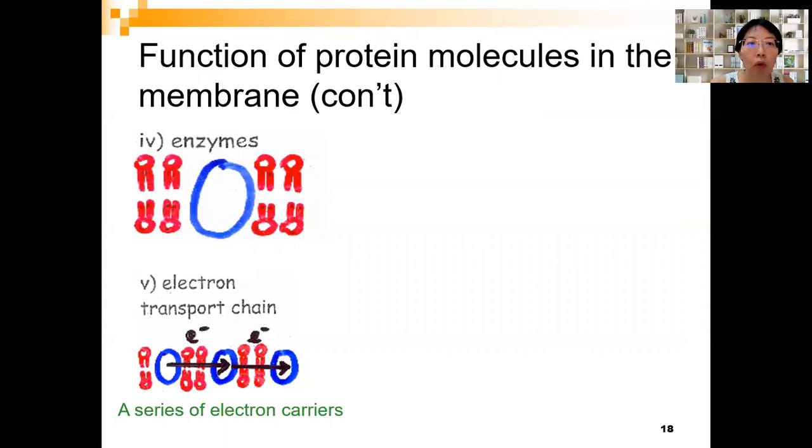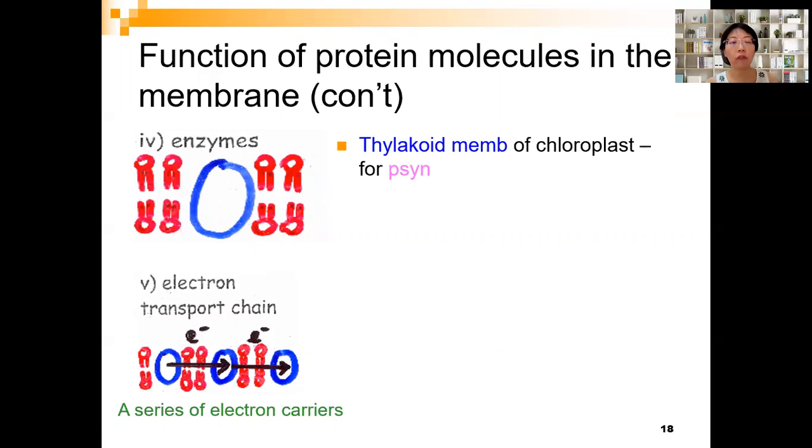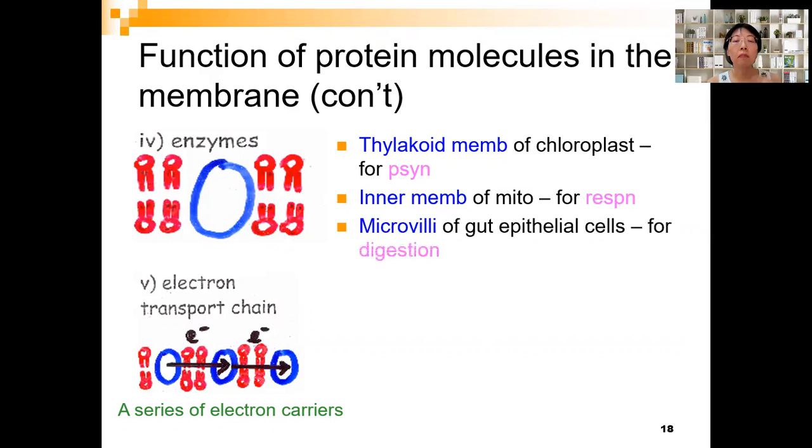Okay, other functions of the protein molecules in the membrane: they can act as enzymes. Like the thylakoid membrane of chloroplast has a lot of enzymes that are used for photosynthesis. And the inner membrane of mitochondria, remember you said they carry out aerobic respiration, right? So the inner membrane of mitochondria contains enzymes for aerobic respiration. And also the microvilli of our gut cells contain enzymes to digest disaccharides. So as the disaccharides are taken into the cell, they will be digested from disaccharides to monosaccharides.